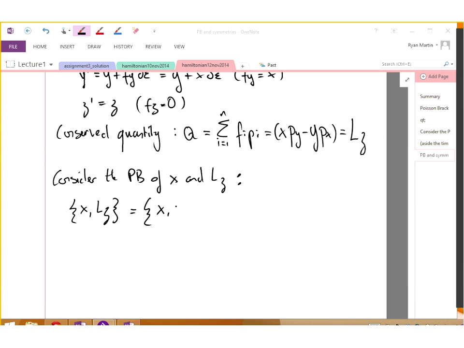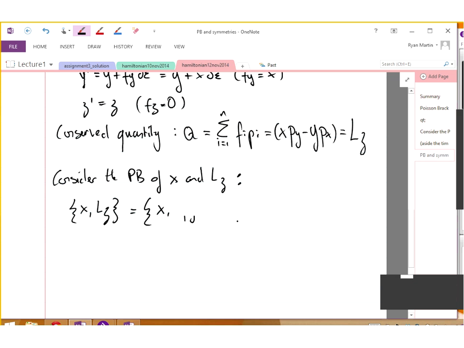So the Poisson bracket of x and Lz is x. Lz is some function of the Qi's and the Pi's, so it's a Poisson bracket of a Qi with some function of the Qi's and Pi's. Let me write out Lz as that function. I have it above here. So that's the Poisson bracket of x with x times Py minus y times Px.